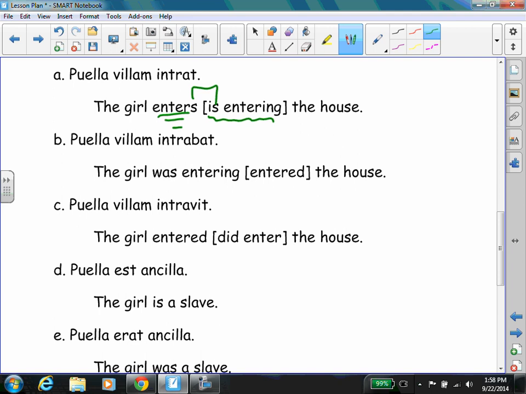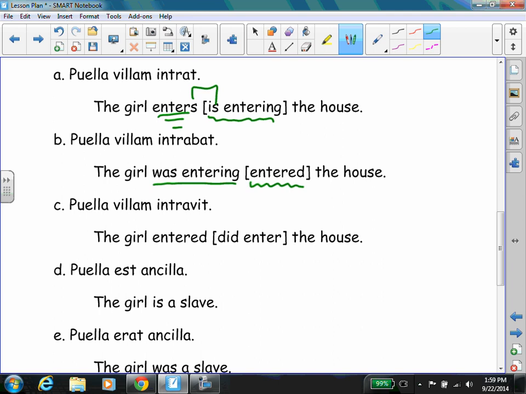Either one. They're both fine. B, I have Puella villam intrabat. The girl was entering the house. I encourage you to use was entering as much as you can. Entered is fine as well. Again, there's not really a distinction between tenses in Latin the way that there is in English.